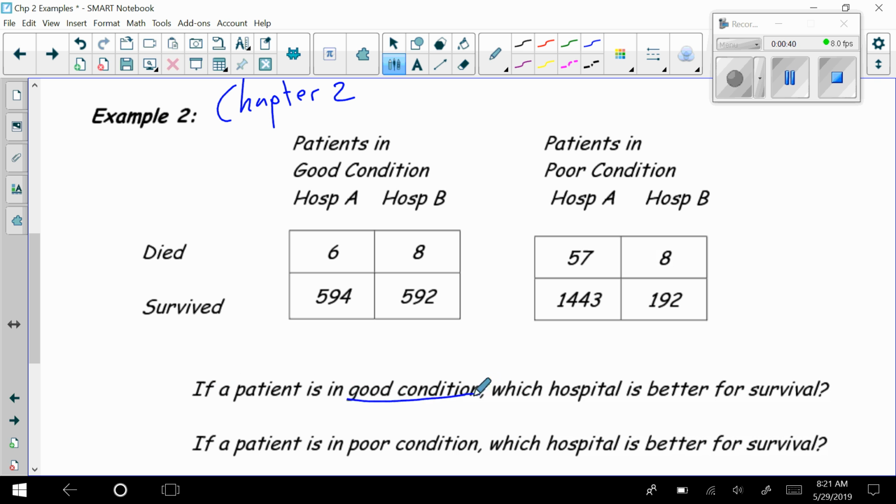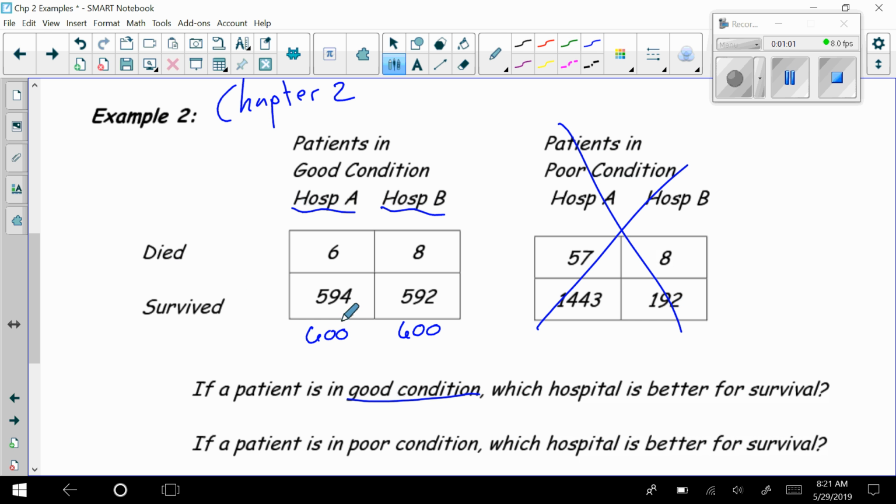Okay, so it says if a patient is in good condition. Good condition instantly means I don't care about this poor condition, right? So which hospital is better for survival? Well, there's 600 of each hospital, right? It does say which hospital, so I care about the hospitals.